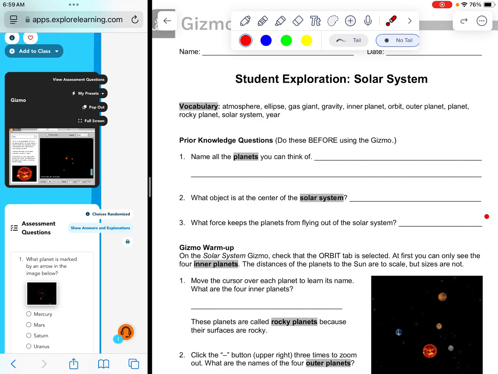Question 3. What force keeps the planets from flying out of our solar system? I would like you to make your best guess. Think about what you've learned about planets in the solar system in the past. A lot of you said that you had learned about them in elementary school. Then we're going to move on to the warm-up down below here.